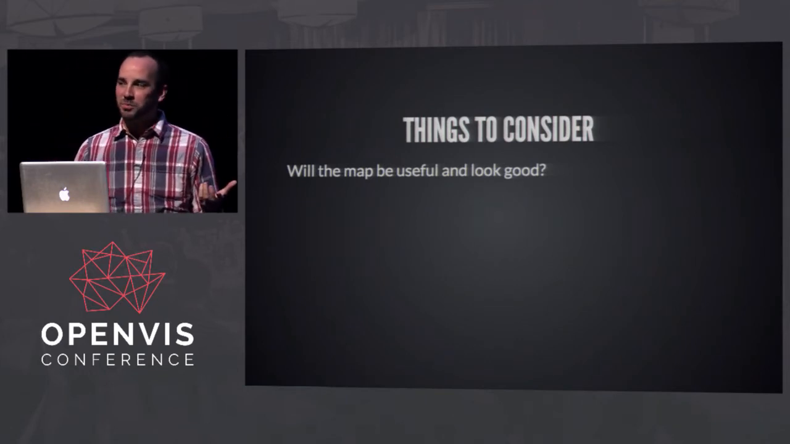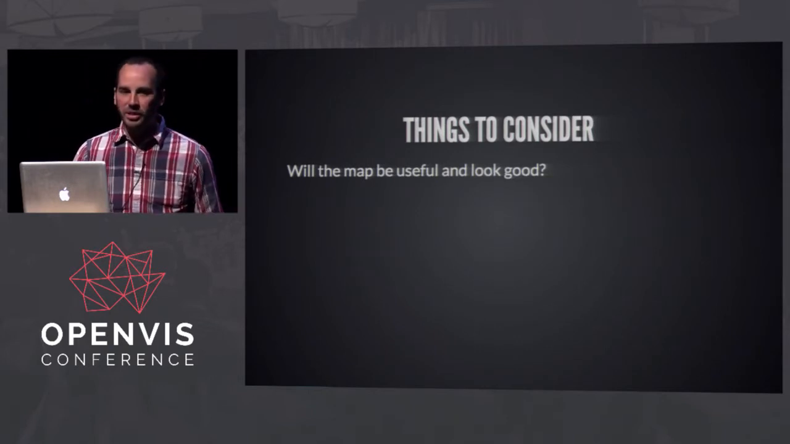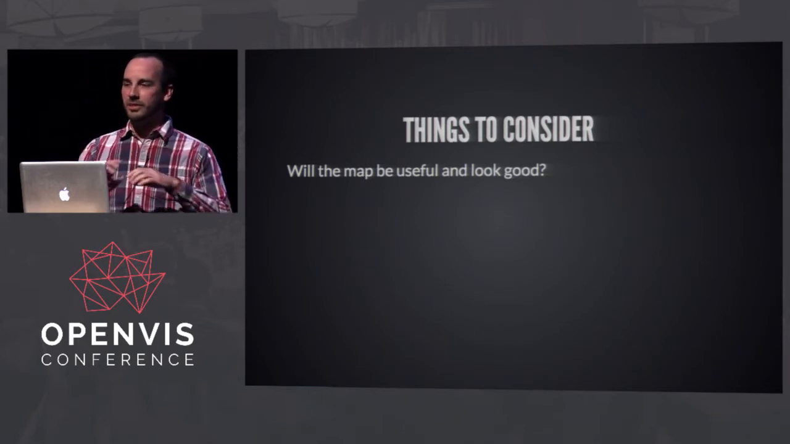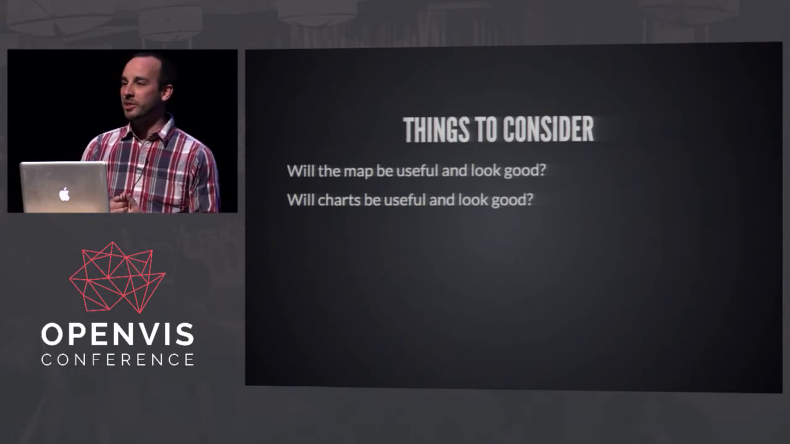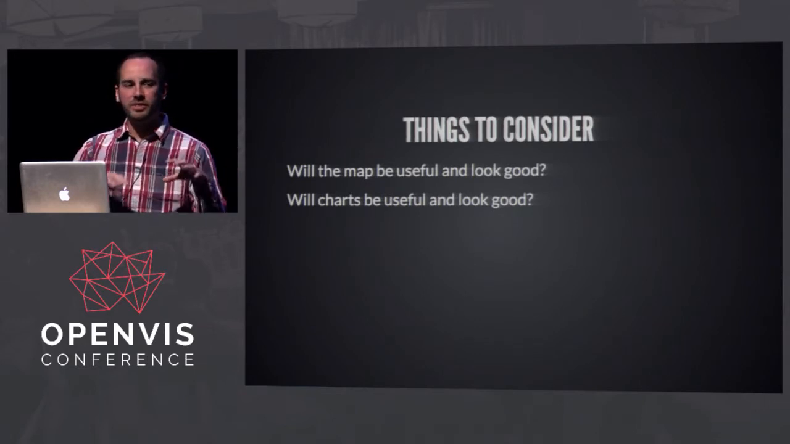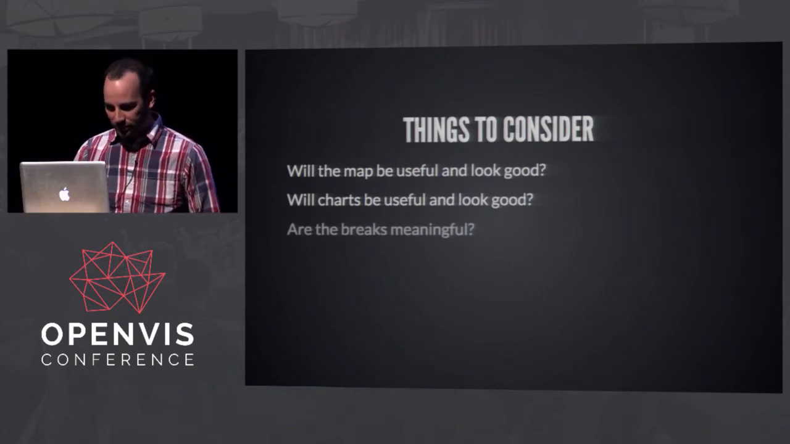So first and foremost, is the map going to work? Is it going to look good? Will it be useful? Like that map a minute ago that was all one color, basically, that's not a map that's useful, and it also doesn't look good. I also wanted to throw charts in here, because interactive mapping often involves other visualization elements like charts that are accompanying it. So same question for those.